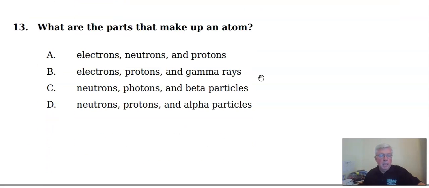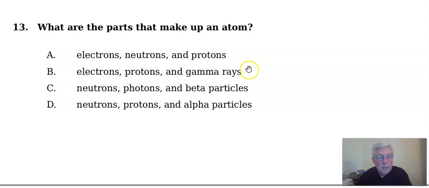Number 13. What are the parts that make up an atom? So before I even look down there, I know I'm going to have protons, neutrons, and electrons. Now, sometimes some scientists will talk about the nucleus, okay, but that's just kind of like the area where the neutrons and protons hang out. Maybe one of our answers here is going to have nucleus in it. I don't know. Let's check. Electrons, neutrons, and protons. That's a pretty good answer.